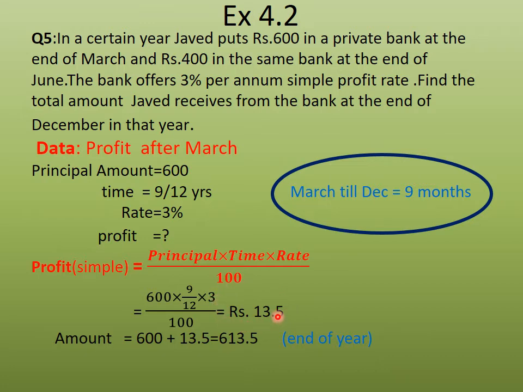And you know, when we want to find the total amount, it would be the invested money, 600, plus its profit. It would be 613.5 at the end of year. It means when he puts his money at the end of March, he will get the profit of 13.5 rupees. At the end of the year, the total money on this investment would be 613.5. Now first part has done.